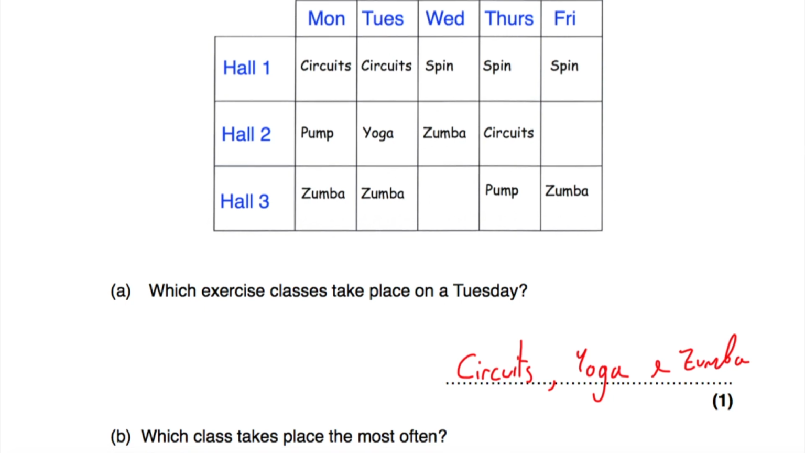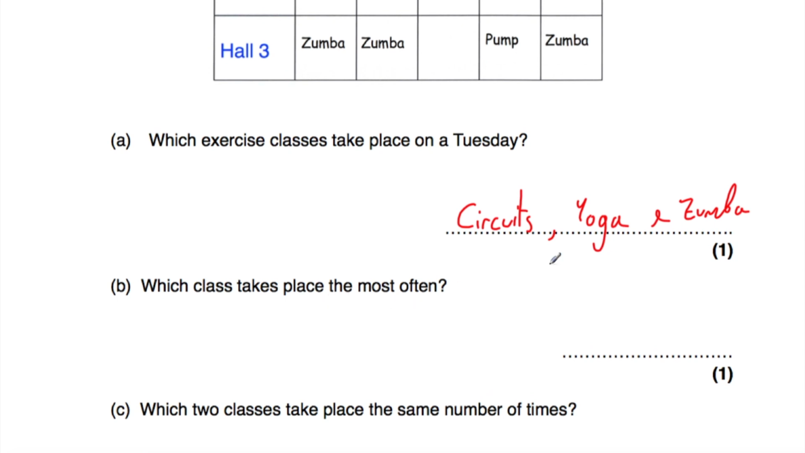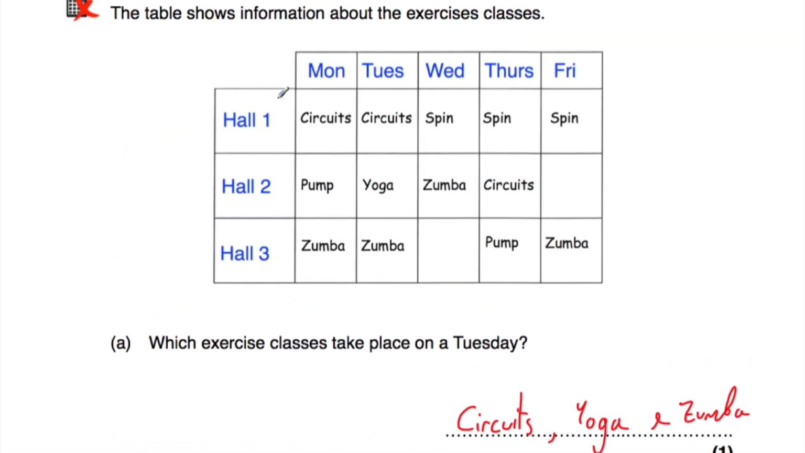Okay, part B. Part B says which class takes place the most often. So let's have a look at the classes. We've got circuits, spin, pump, yoga, Zumba, and they are the 5 classes we've got. And let's count how many times each one takes place. So circuits. We've got 1, 2, 3. So circuits take place on 3 occasions, on Monday, Tuesday and Thursday. So they take place 3 times.